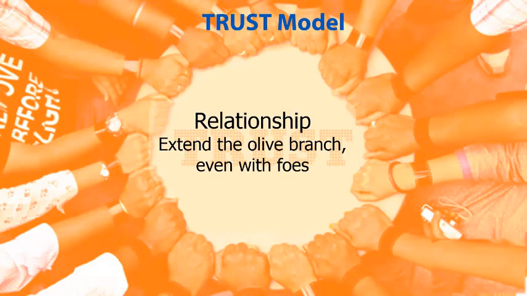R is for relationship. Sometimes we get off to a bad start or a bad middle. Something might happen. So make sure that even with foes, even the people that you like the least on your team, extend the olive branch and let them know that you're willing to be friends no matter what.